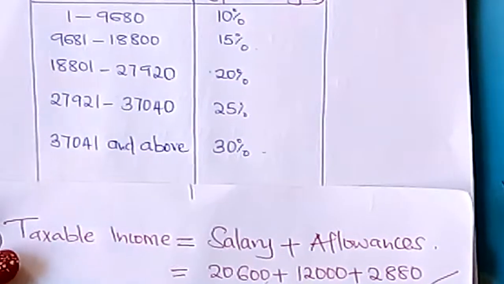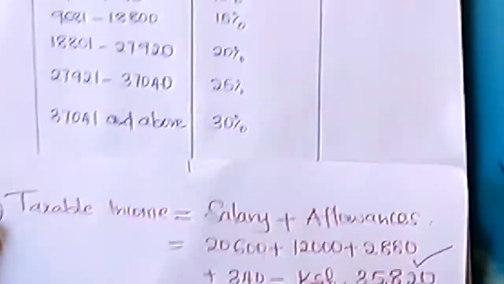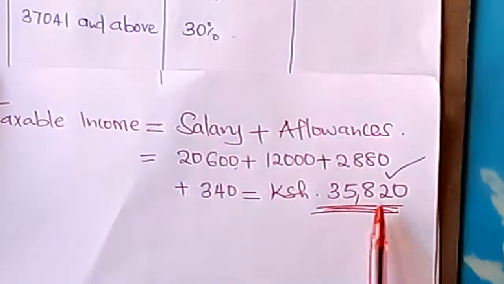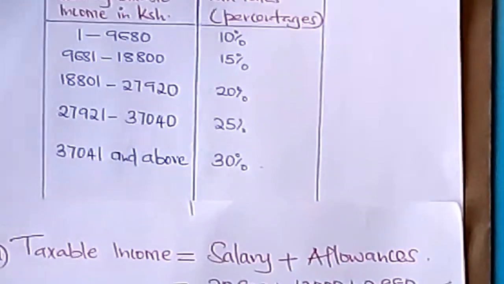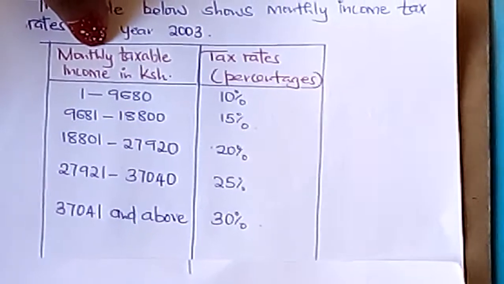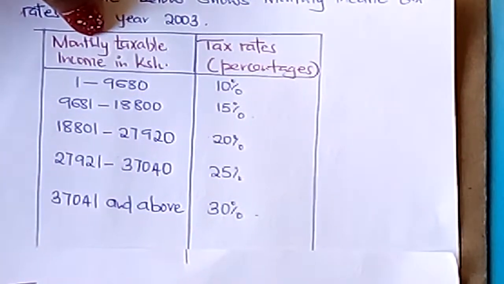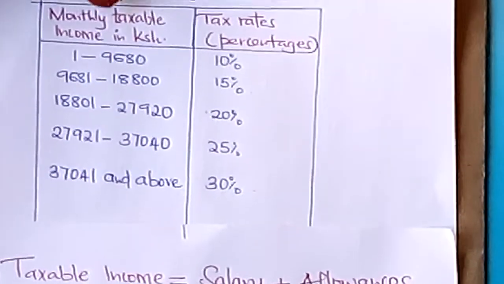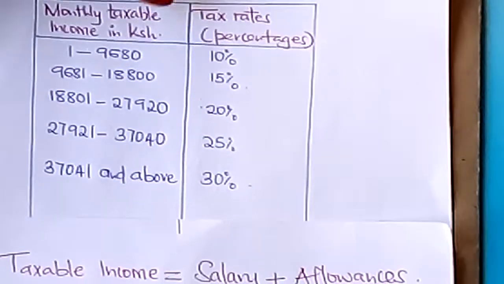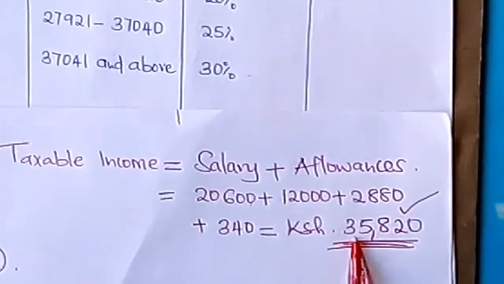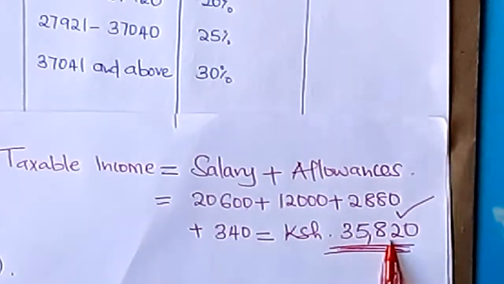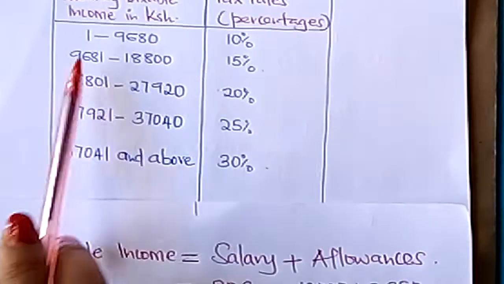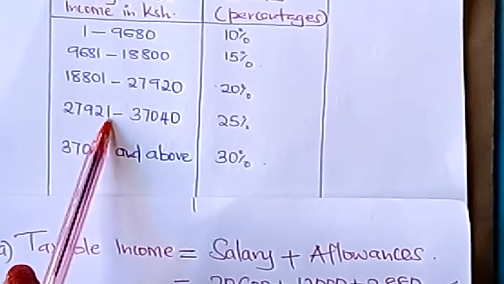So his taxable income, learner, is 35,820. You take it to the table. In the table you read up here, it should match with what we are talking about here. It should be in monthly taxable income in Kenya shillings, and that is actually what we have here. Then you come and check. It will go up to which band? It will go up to this band here.